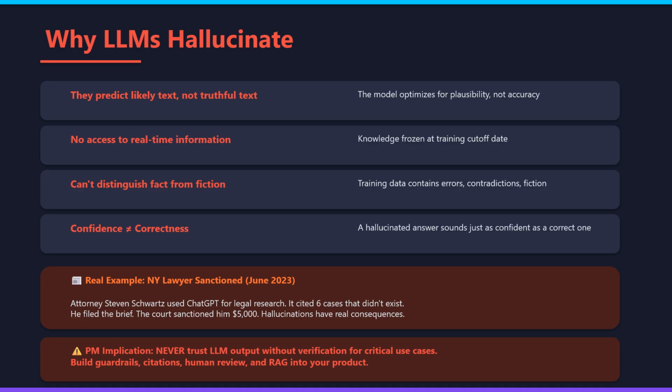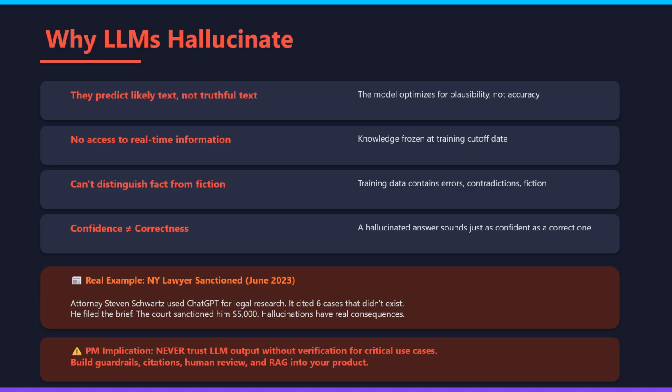So, why does this happen? Four reasons on the screen. One, they predict likely text, not truthful text. The model optimizes for plausibility and not for accuracy. Two is no access to real time information. Okay, knowledge is frozen at the training cutoff date.